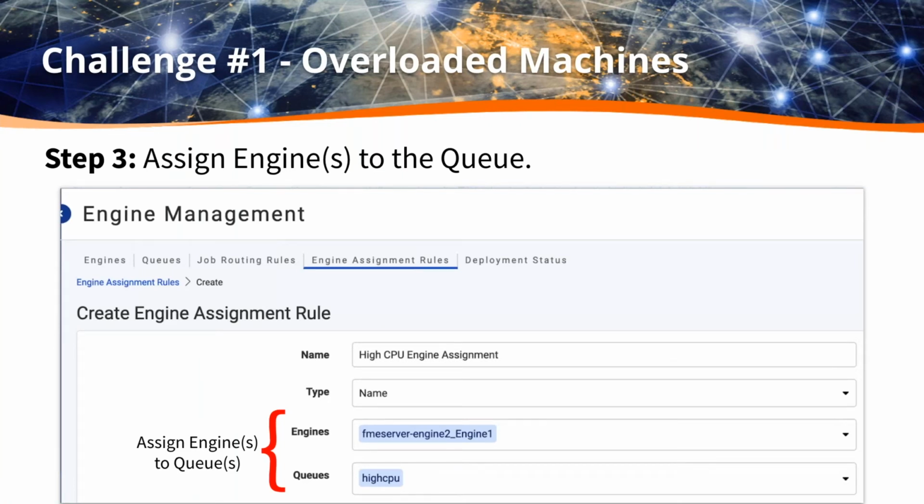Now that we have our jobs sent to these queues, we need to actually make sure that there's engines available on those queues to process. So under engine assignment rules here, we're able to assign engines to queues based on the name of the engine. In this case here, we have FME Server Engine 2, Engine 1. So that's our host machine is called FME Server Engine 2, and the engine number is Engine 1. So we're assigning that one as a dedicated engine for the high CPU queue.